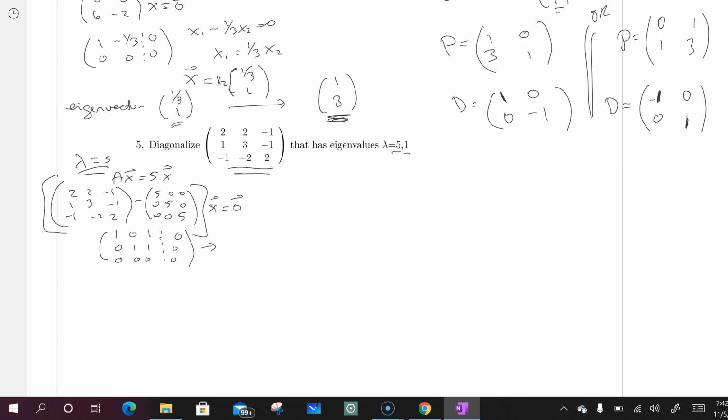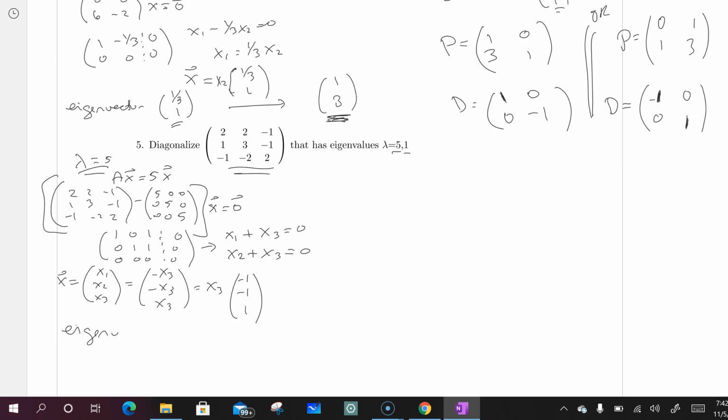Okay, so what does this give me? This gives me x1 plus x3 is 0, x2 plus x3 is 0. So remember, you're making up your vector x1, x2, x3. So this gives me negative x3, negative x3, and x3. Factoring out my x3, I get negative 1, negative 1, 1. So my eigenvector is negative 1, negative 1, 1 for lambda is 5.